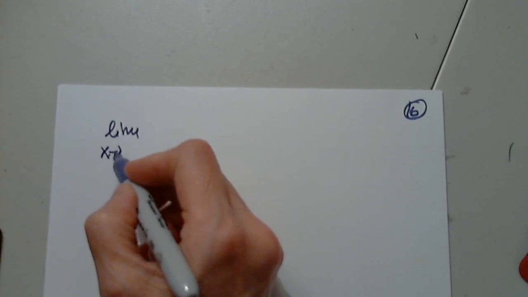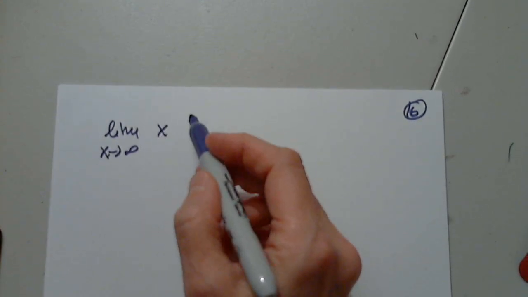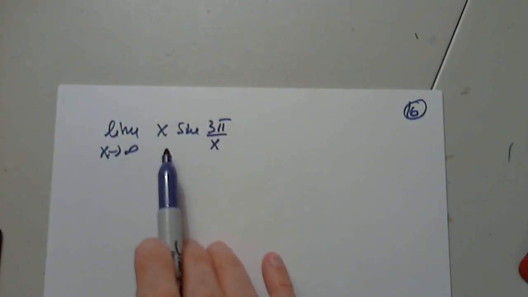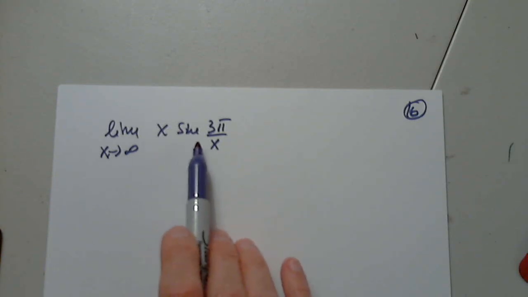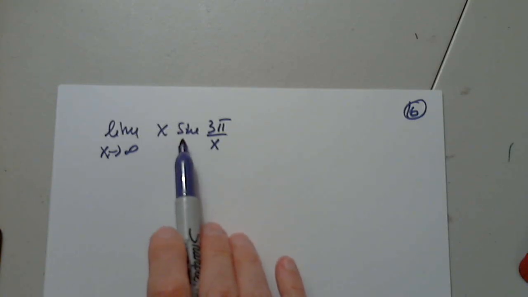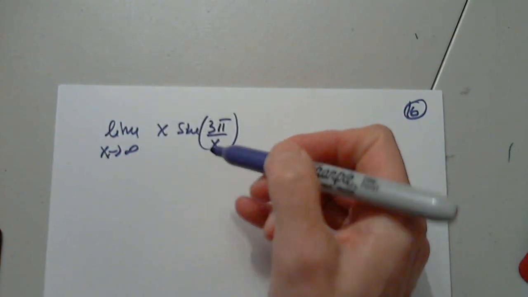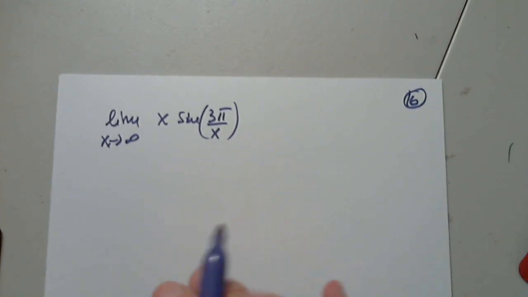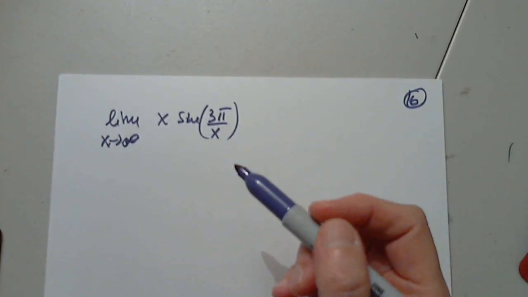Okay, so it's the limit as x approaches infinity of x sine 3 pi over x. Let me make sure that I copied this correctly. So it's x multiplied by sine, and sine is applied to 3 pi over x. Correct. Okay, perfect. Awesome. And when x approaches infinity. Yes.